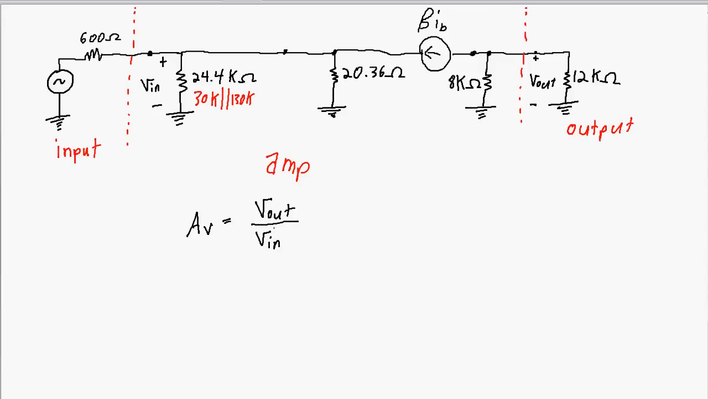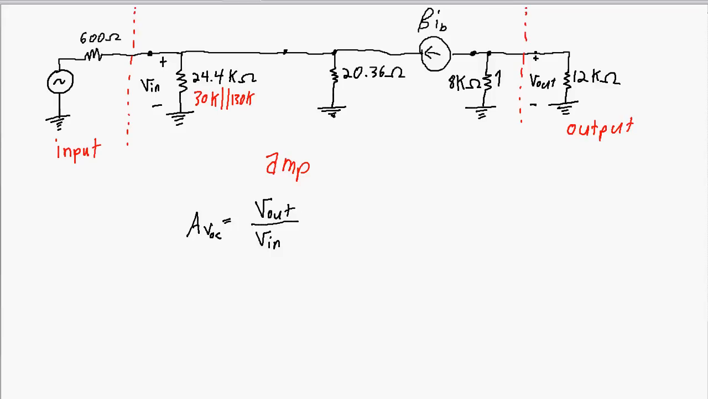And what we're going to look at here is what we call the open circuit, I'm going to give this a subscript OC, the open circuit voltage gain. So I'm going to consider it without the 12 kilo-ohm load applied. And then we'll see what happens when we apply the 12 kilo-ohm load. So what is my output voltage? Well, the output voltage without that 12 kilo-ohm load applied is the voltage across this 8 kilo-ohm resistor.